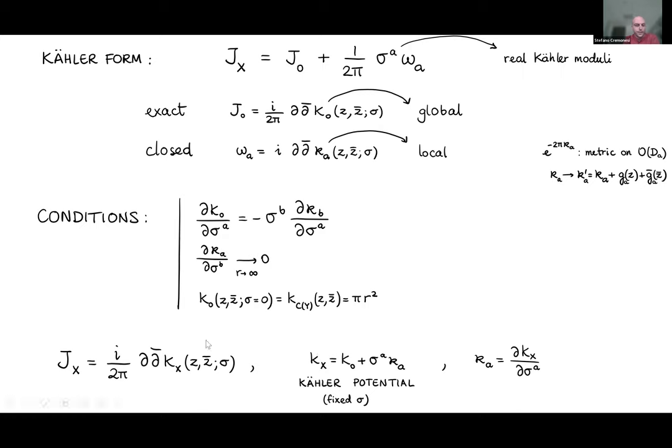Okay, and then having set up all this technology, you can write the Kähler form as del del bar of a Kähler potential, as usual, K_X, which can be written as K0 plus sigma times kappa. And now the kappas are a partial derivative, thanks to the first condition that I imposed, of the Kähler potential with respect to the Kähler moduli sigma. And as I should stress at this point, since K_X, the Kähler potential, will appear later on, this is not any Kähler potential on the Calabi-Yau space. It's a Kähler potential that satisfies all these conditions.